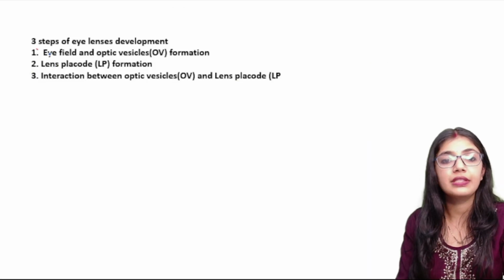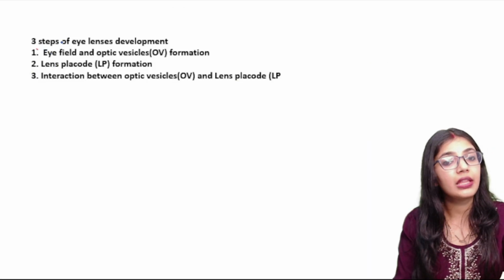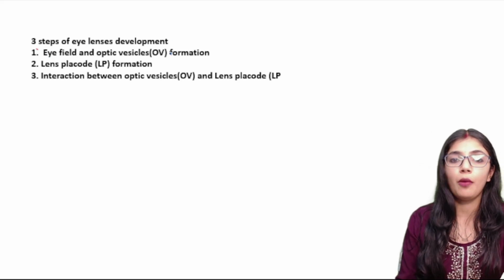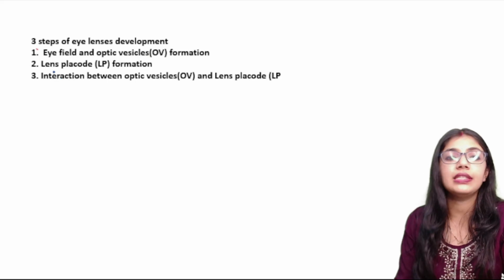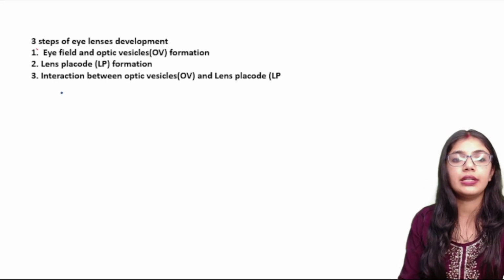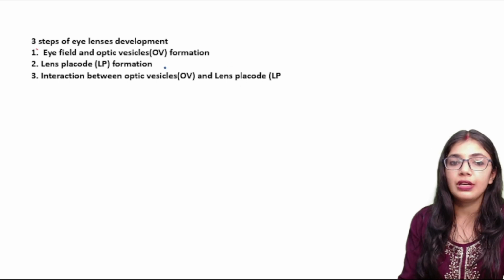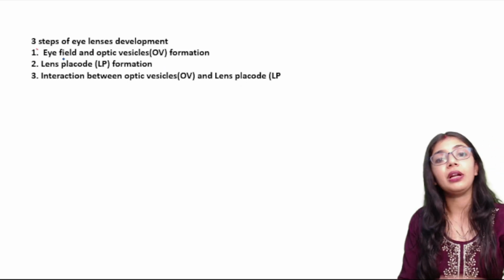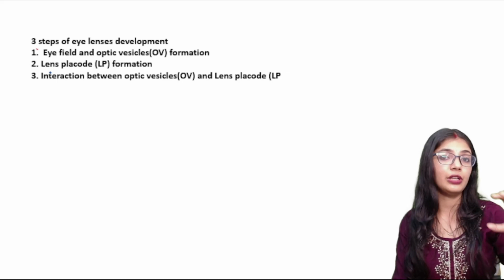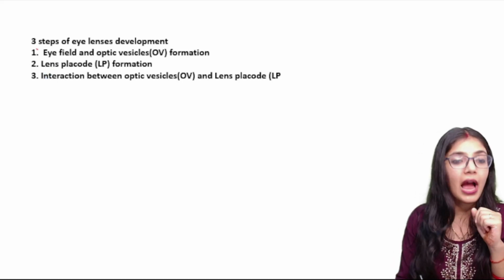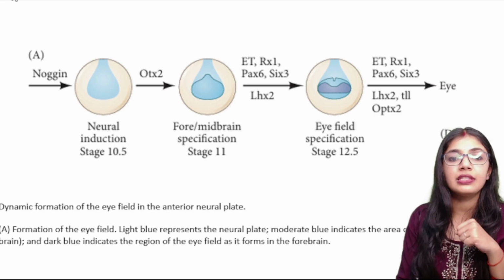So already we have discussed that there are three steps of eye lens development. The first is the eye field and optic vesicle formation. Second is the lens placode formation. Third is the interaction between optic vesicle and lens placode. So first, what is happening? There is a particular place where the eye field needs to be identified, and only in this region will there be formation of the eye field. We can understand it with the help of this diagram.